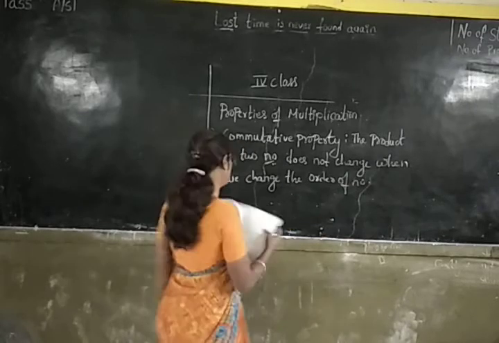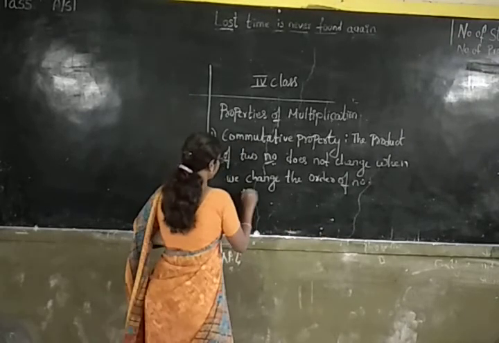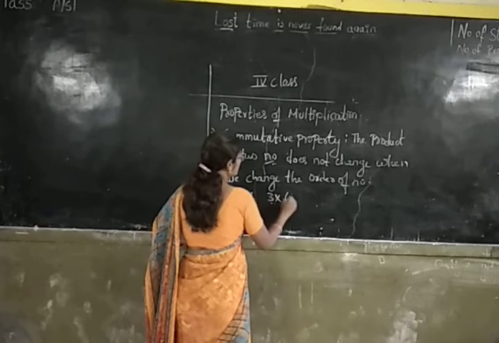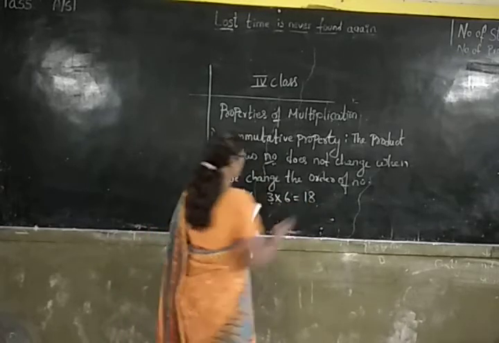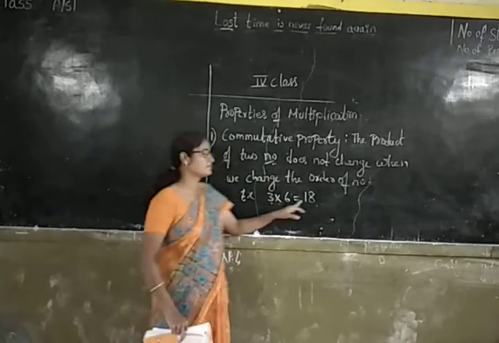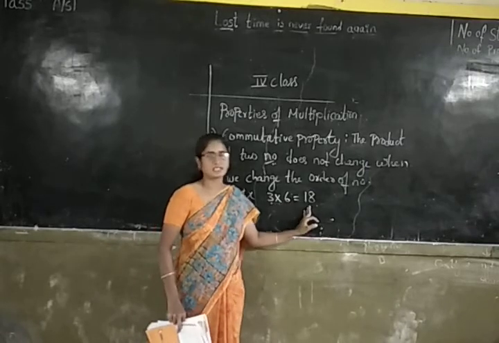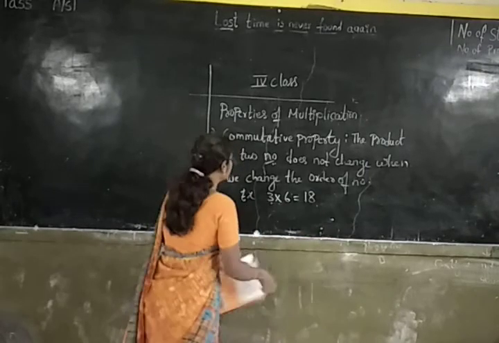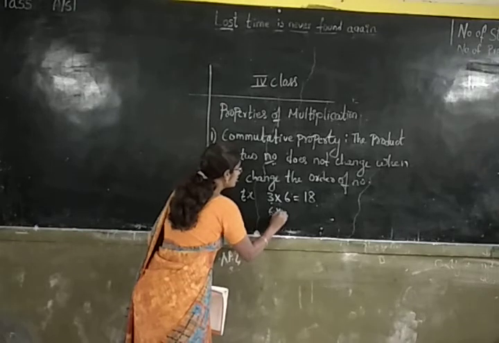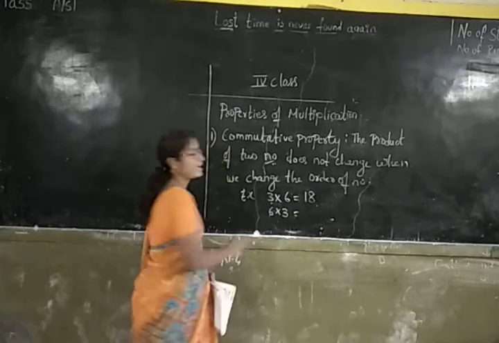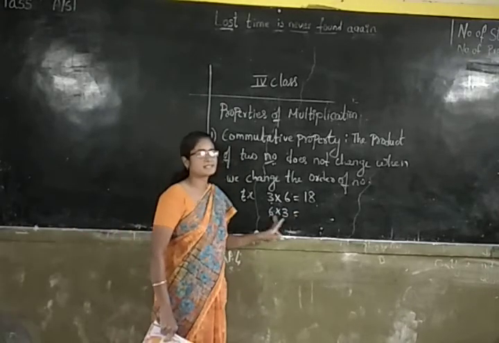For example, if we multiply 3 with 6, the product is 18. Similarly, now I will reverse the order of the numbers by writing 6 into 3.